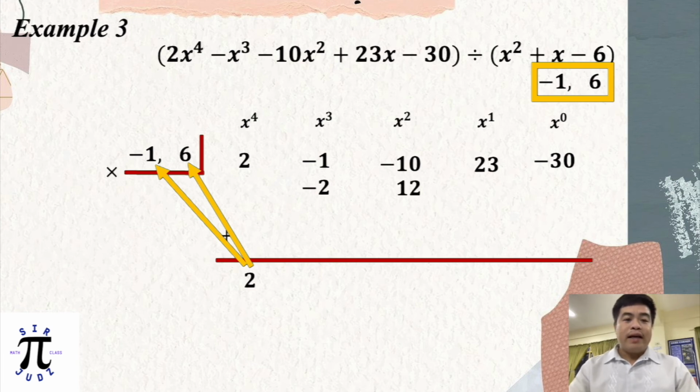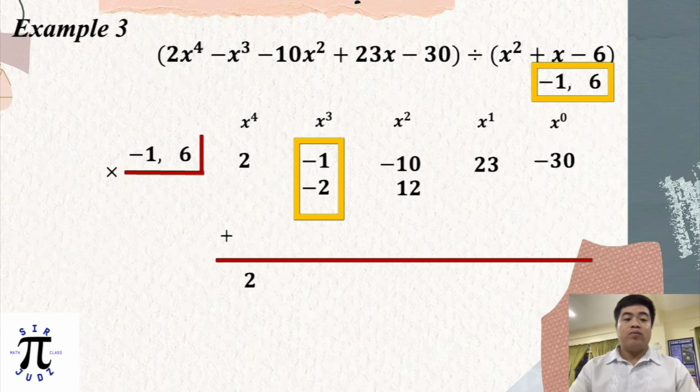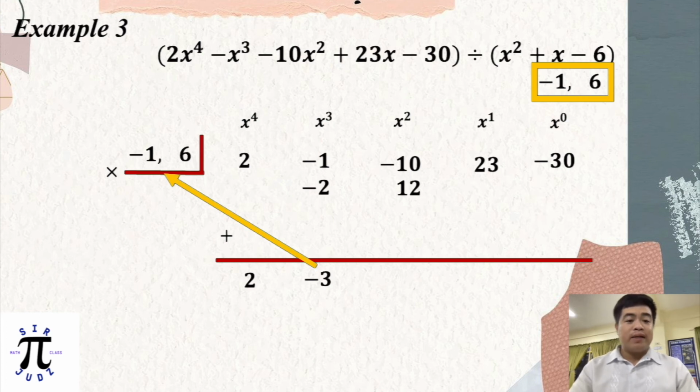And then, after that, i-add natin ngayon yung mga numbers or coefficients below x cubed. That is, negative 1 and negative 2. Adding negative 1 and negative 2, you will have negative 3. Sunod, i-multiply na naman natin yung negative 3 to negative 1 and 6. So, negative 3 times negative 1, isusulat naman natin yung product nila dito naman sa x squared na column. And then, negative 3 times 6, isusulat mo naman yung product nila dito sa x to the power of 1 na column. So, negative 3 times 6, you have negative 18.